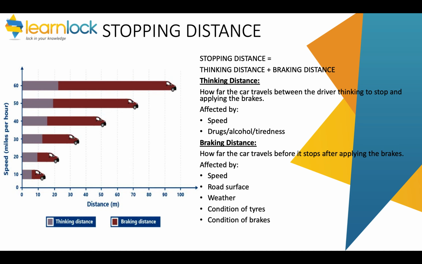The braking distance is how far the car travels from when you apply the brakes to when it stops. And that's affected by how fast you're going, the surface of the road, for example, if it's icy and you glide, the weather, the condition of tyres, and the condition of the brakes of the car.